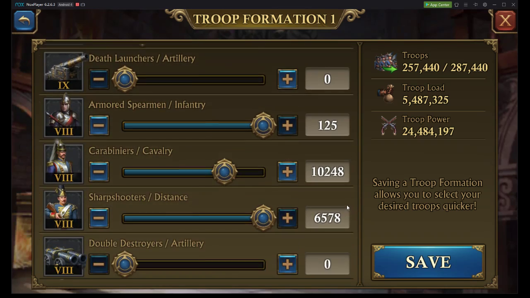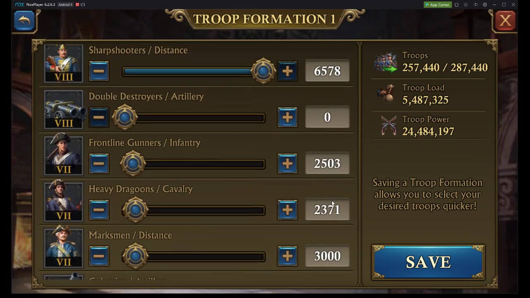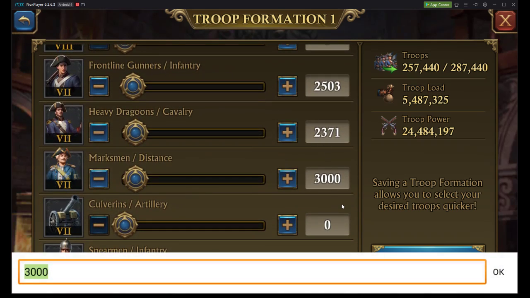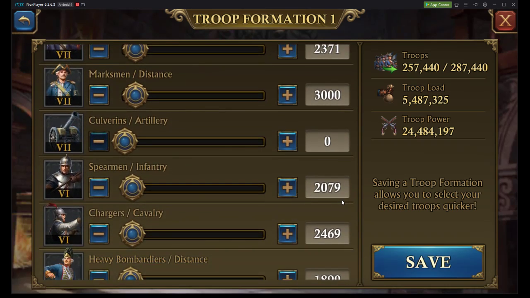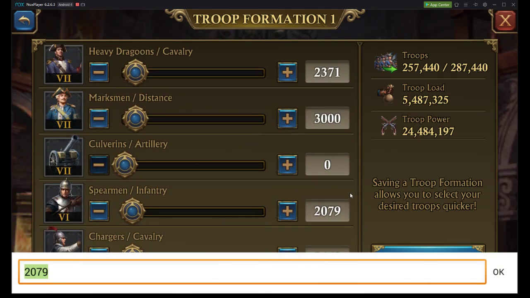Moving down, you'll notice that we still have a good amount of troops per the rest of the tiers, but the lower we get, the less we're utilizing. This is more of just fodder. Our higher tier troops are giving us benefits against different facets. So like our distant troops, one type will be giving us a bonus against cavalry, while another type gives us a bonus against our infantry.